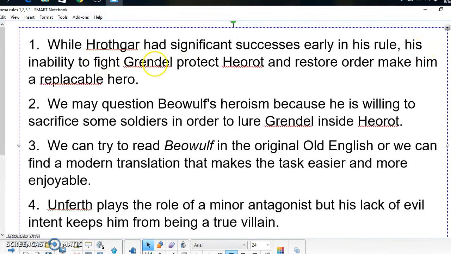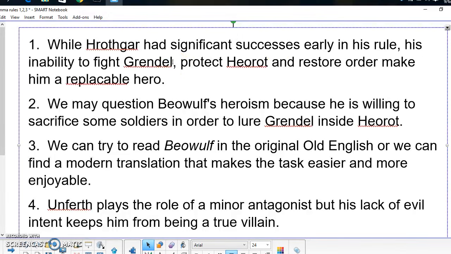His inability to fight Grendel, protect Heorot, and restore order. Here's my list of 3 different things. They happen to be verbs, so I want to put in a comma here. His inability to fight Grendel, protect Heorot is optional. I can put it in if I want, or I can leave it out. Doesn't matter, these aren't particularly long phrases, so my reader probably won't get confused.